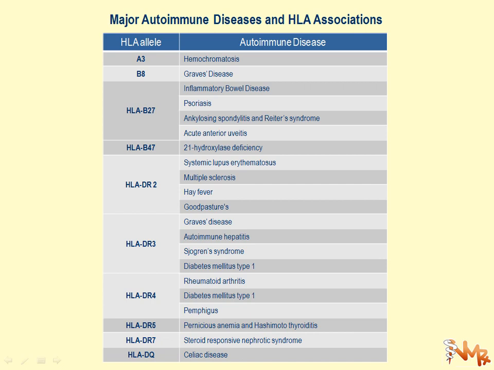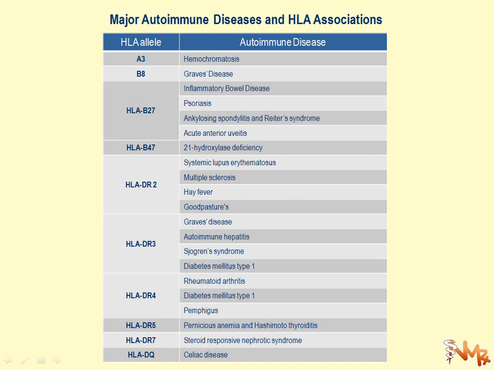For instance, HLA-A3, hemochromatosis; B8, Graves' disease; B27 with inflammatory bowel disease, psoriasis, ankylosing spondylitis, and Reiter's syndrome. What is the other name for Reiter's syndrome? Reactive arthritis. The other condition associated is acute anterior uveitis. HLA-B47, 21-hydroxylase deficiency. HLA-DR2, systemic lupus, multiple sclerosis, hay fever, Goodpasture's.